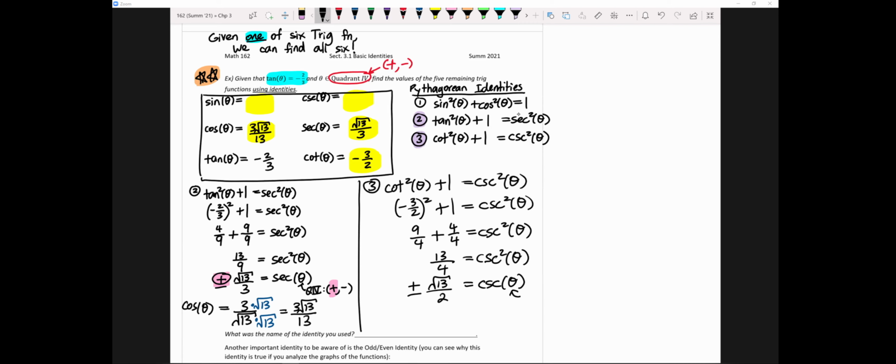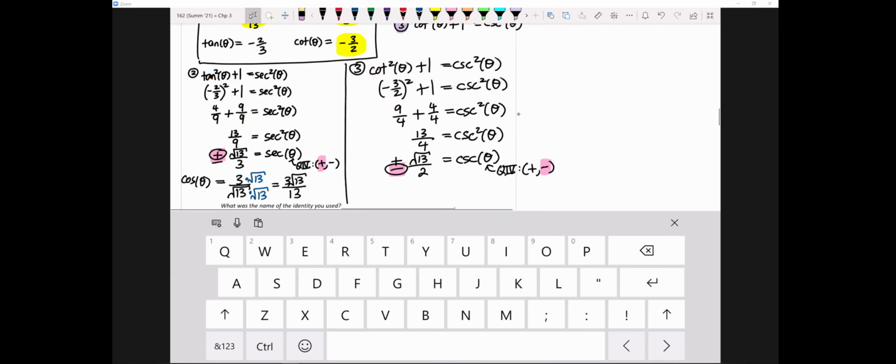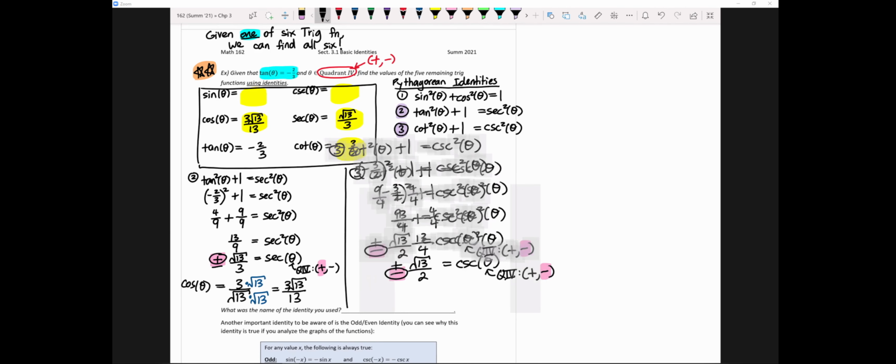Okay, so again, let's pay attention to the quadrant. Theta is in quadrant 4. In quad 4, cosine and secant are positive. Sine and cosecant are negative, because the y coordinate is negative in quad 4. Okay, Genesis. Now that we have cosecant, what's the next one we can find? Sine. Okay, yes, great. So once we get a trig function, we can get its reciprocal next. I want to shrink this.